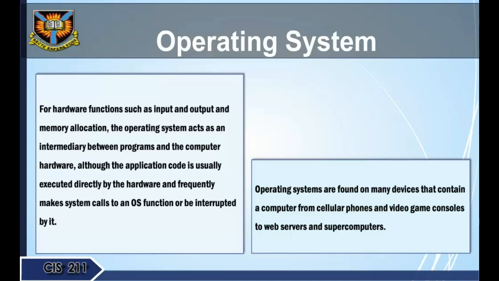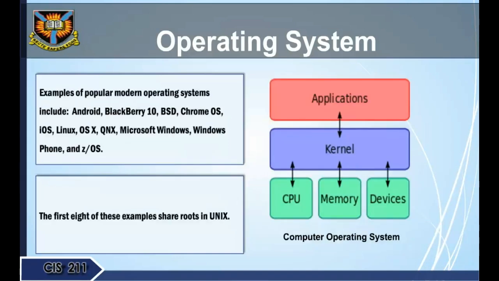Operating systems are found on many devices that contain a computer, from cellular phones and video game consoles to web servers and supercomputers. Examples of popular modern operating systems include Android, BlackBerry 10, BSD, Chrome OS, iOS, Linux, OS X, QNX, Microsoft Windows, Windows Phone, and z/OS. The first 8 of these examples share roots in UNIX.